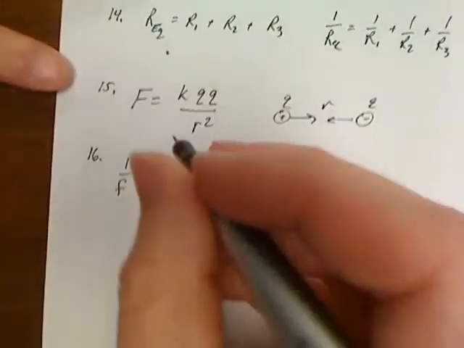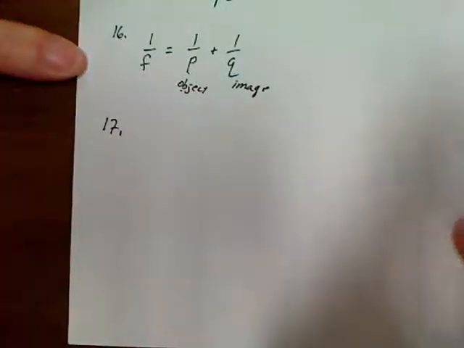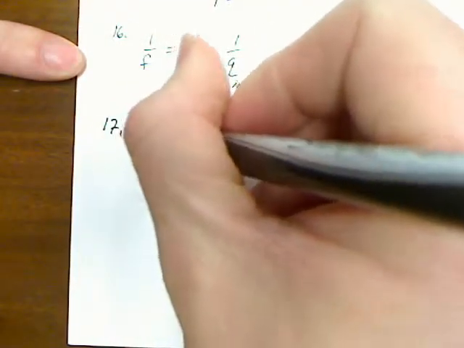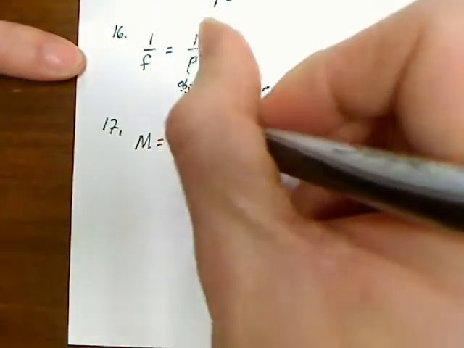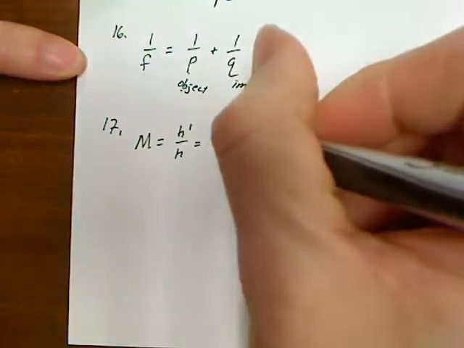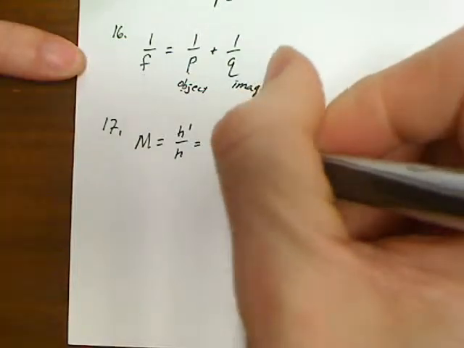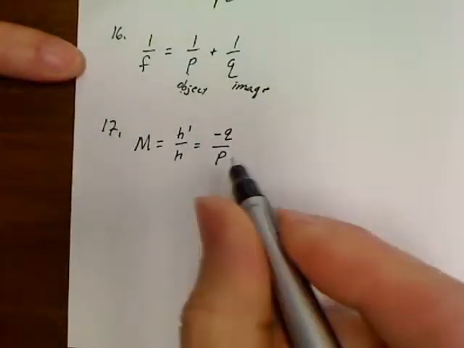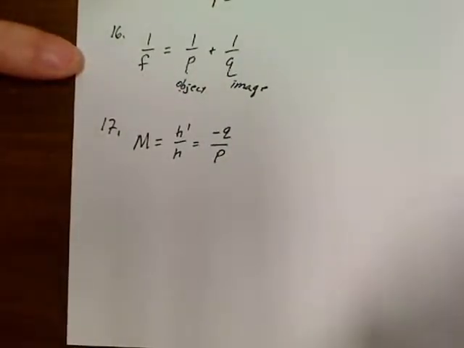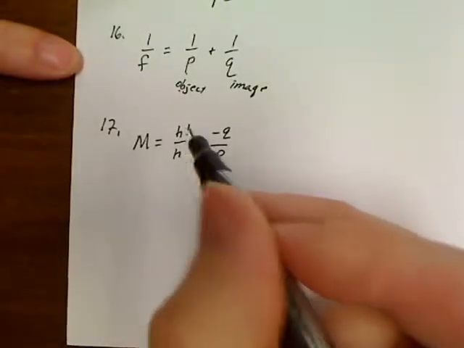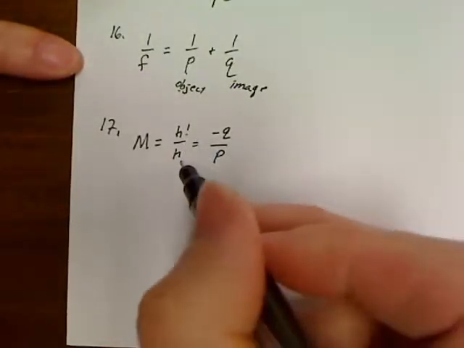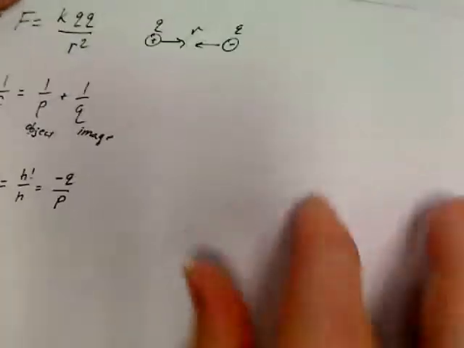Your object, 16. 17, magnification. M is equal to h prime over h, which is also equal to negative q over p. Most every one of y'all didn't do the negative q over p. Remember, h prime means height of image. That's height of your object.